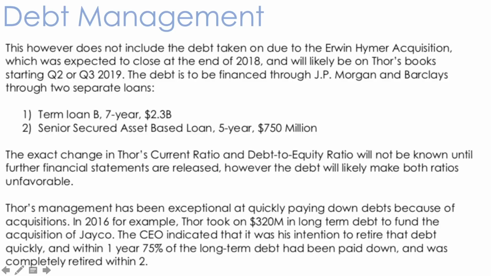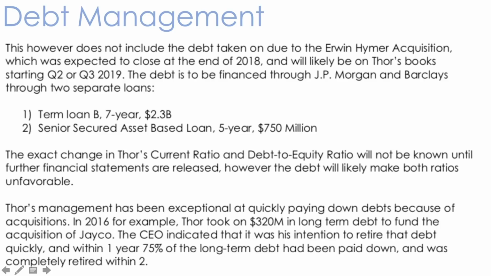And we really won't know to the extent that it will be impacted until those financial statements are released. So when they're released, we can talk about it, but until then, we just know that this debt is going to probably make both of these ratios unfavorable. It'll probably mean that it'll fail to meet our requirements for both of these ratios.